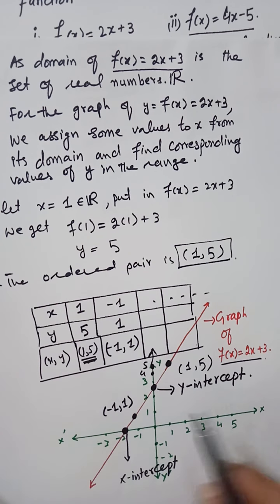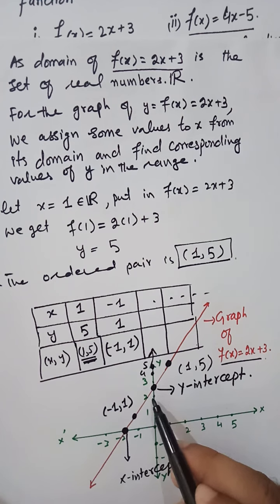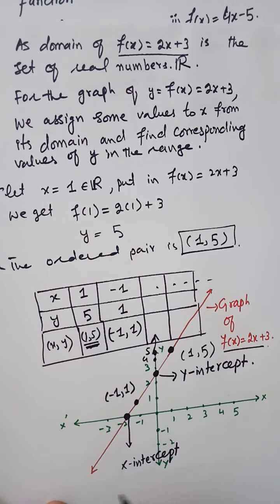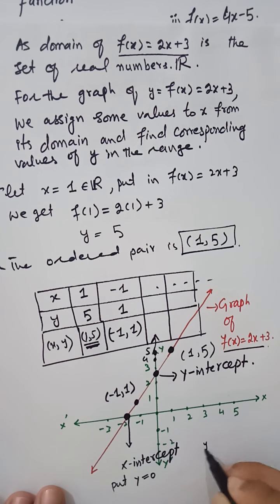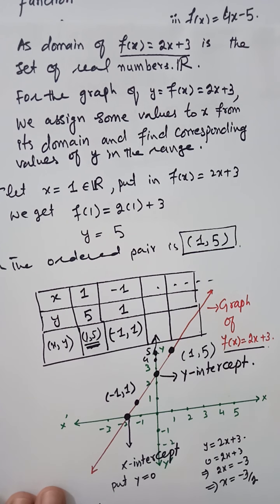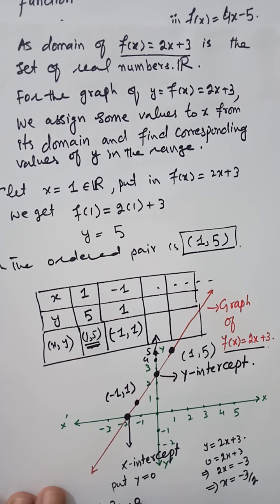And for the y-intercept, the value of x will be 0 because this point lies on the vertical line, the y-axis. To find the x-intercept, it is so simple. Put y equal to 0. The given function is y is equal to 2x plus 3. So when y equals 0, we have 2x plus 3 equal to 0. This implies that 2x equals -3, so x is equal to -3 by 2. So the point is -3 by 2 and 0.